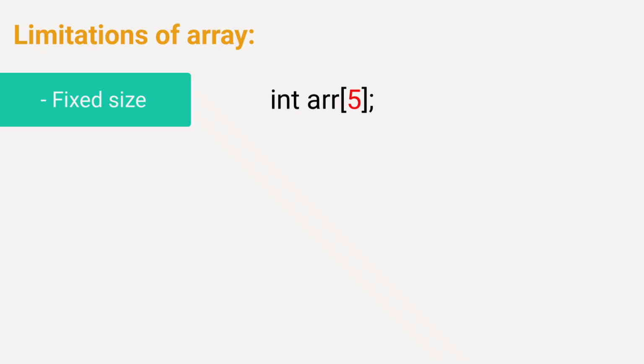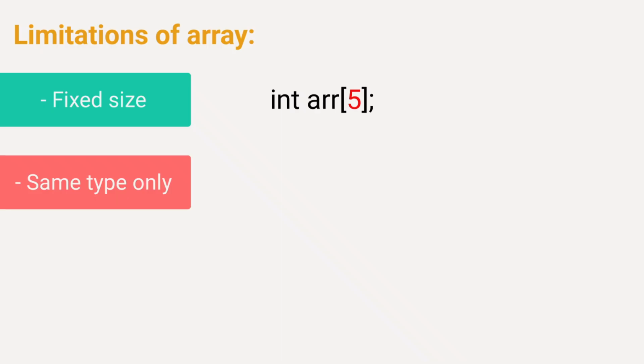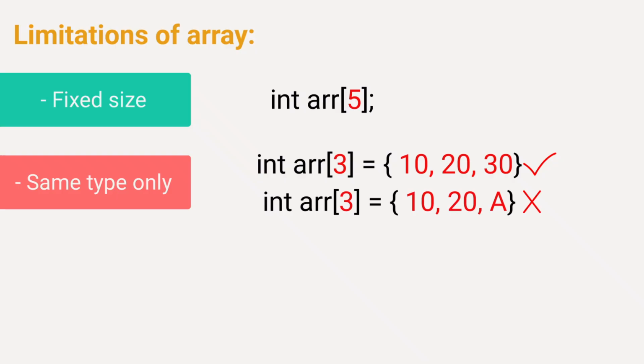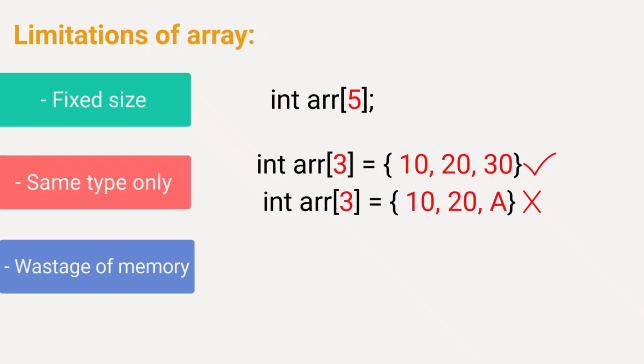Same type only. Arrays can only store values of the same data type. In int arr[3] equals 10, 20, 30 is fine, but int arr[3] equals 10, 20 and a name is not allowed. If you need to store different data types like name, age, grade, you can't use a single array. You'll need structures or classes. Wastage of memory happens when an array is declared bigger than needed.